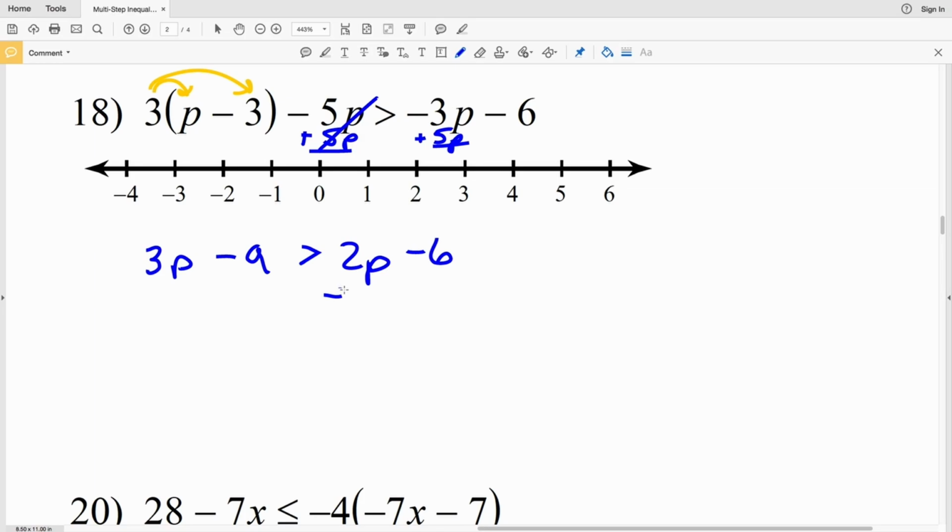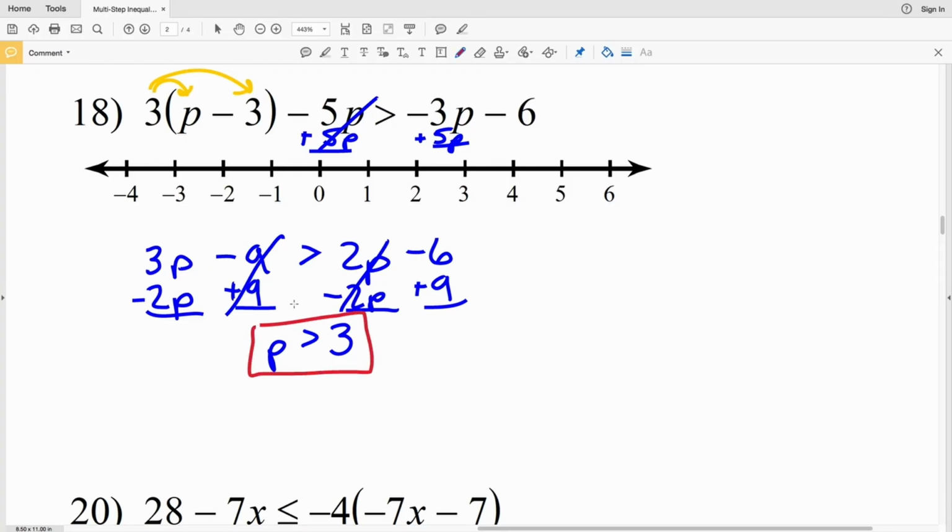Then I'll subtract 2p from both sides, and I'll also add 9 to both sides. That way the 9's will cancel out and the 2p's will cancel out. That'll leave me with 1p, which is p is greater than negative 6 plus 9 is a positive 3. P is greater than 3. Circle the 3 and shade everything to the right.